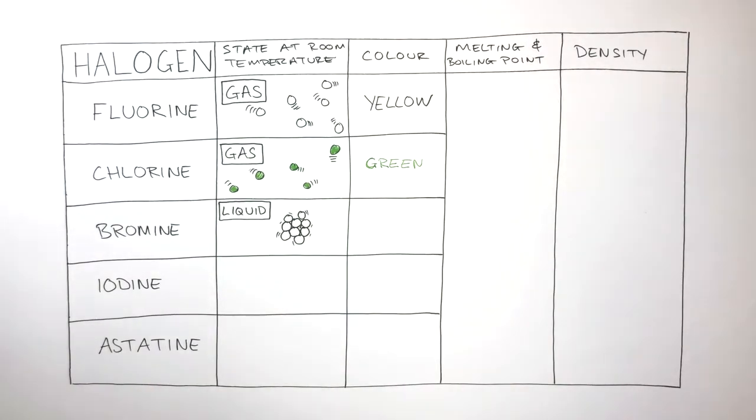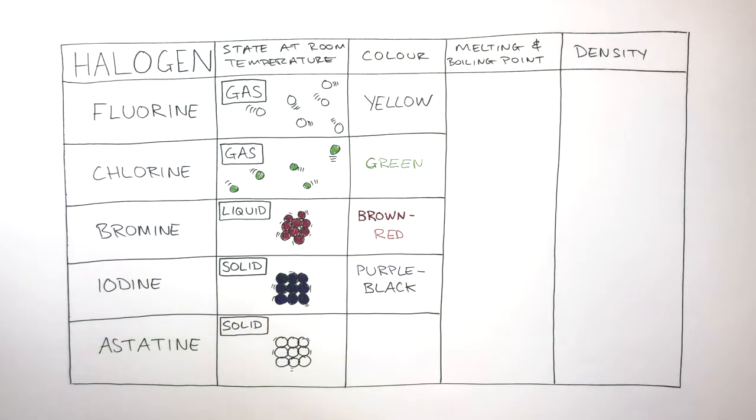Bromine is the only halogen which is a liquid at room temperature, and it has a distinctive brown-red color. Iodine is a solid at room temperature and has a purple-black color. Astatine is also a solid at room temperature and has a grey-black color.